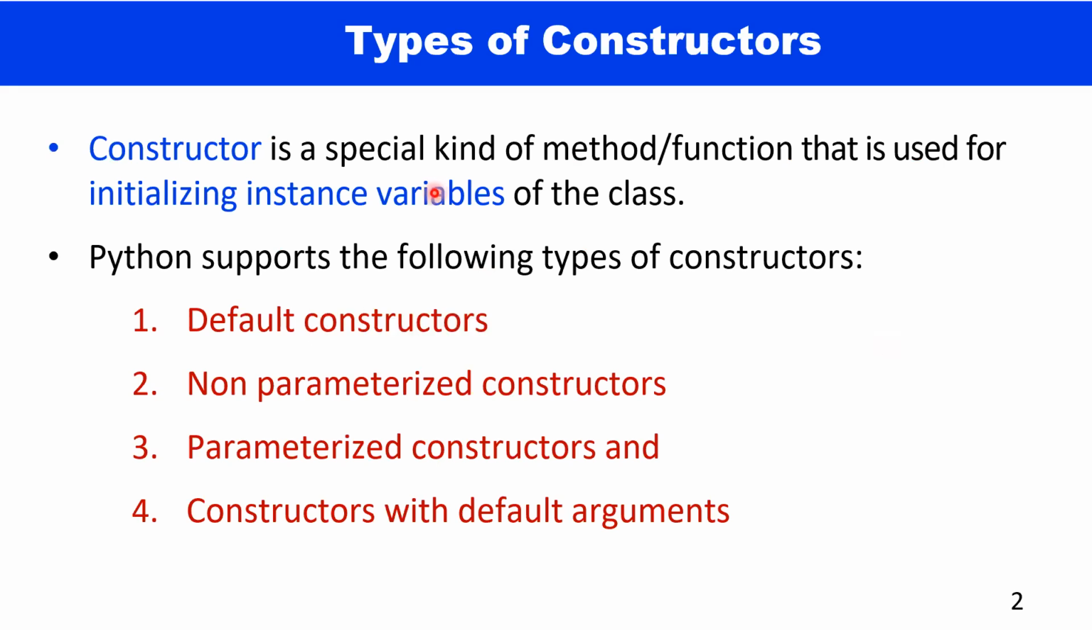A constructor is a special kind of method or function that is used for initializing the instance variables of the class. Python supports the following types of constructors: default constructors, non-parameterized constructors, parameterized constructors, and constructors with default arguments. So we will be discussing these 4 types of constructors with examples.